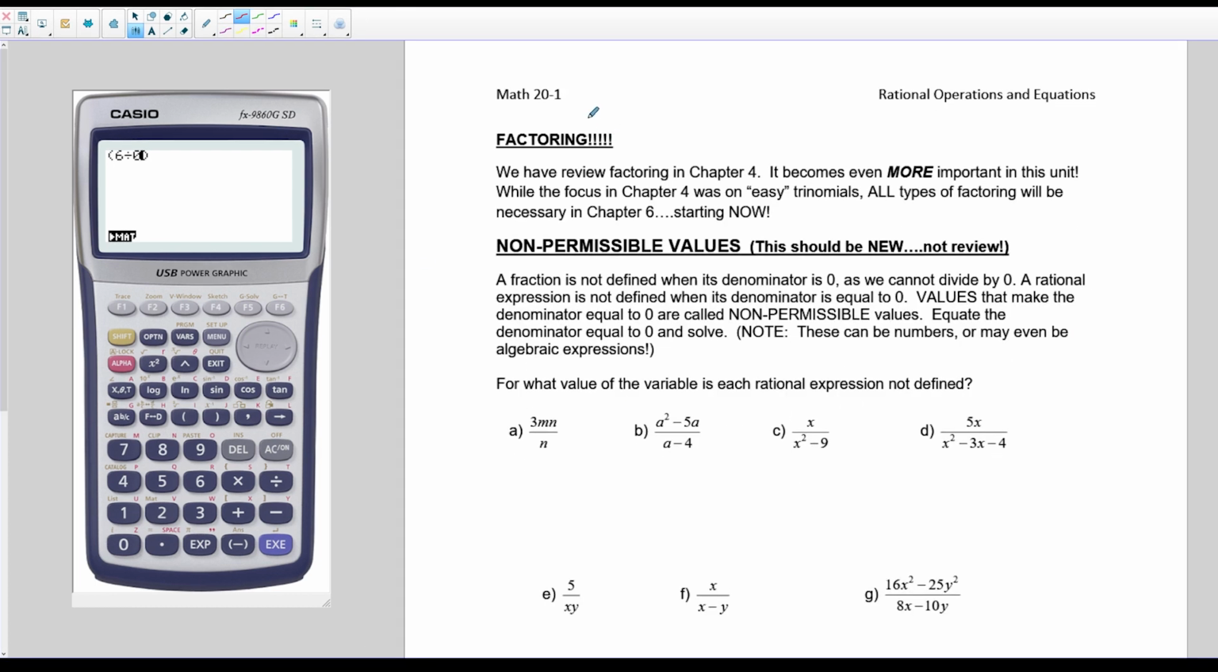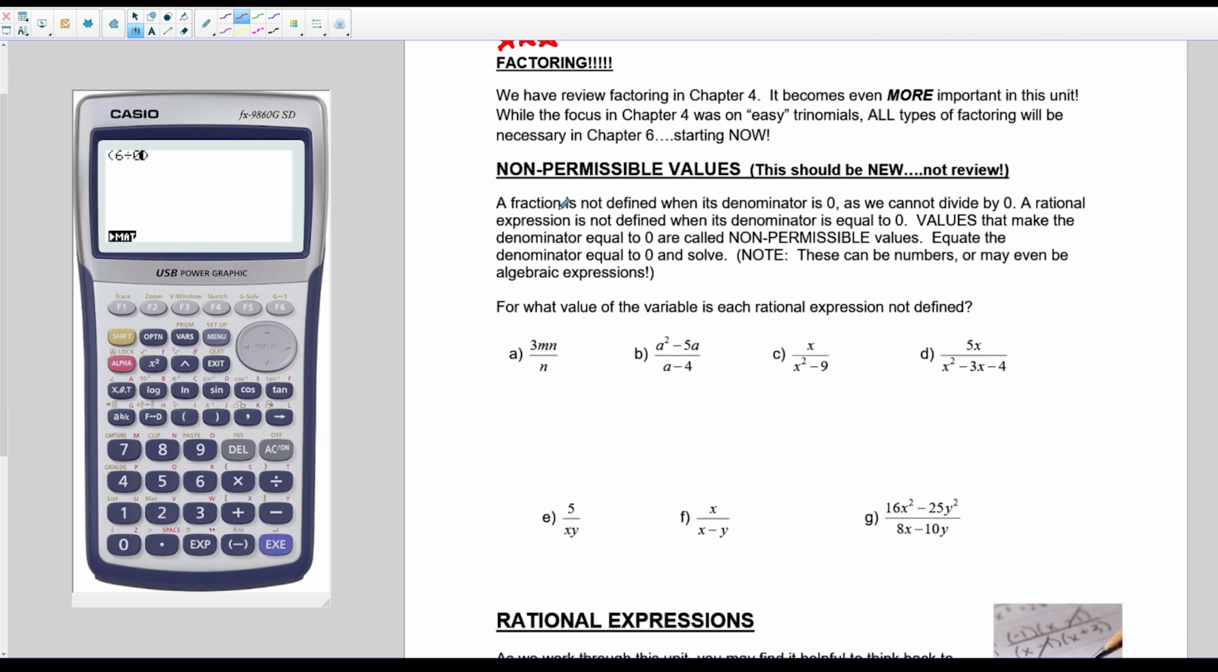So for this next section, we're going to focus on non-permissible values, or NPVs. But before we get into it, I just want to remind you that factoring is going to be a massive deal when it comes to this outcome, because there's going to be so much factoring involved. If you need to review some of those factoring methods, you can feel free to check out some of my previous videos that I'll link up in the top right of your screen. So let's get right into it.